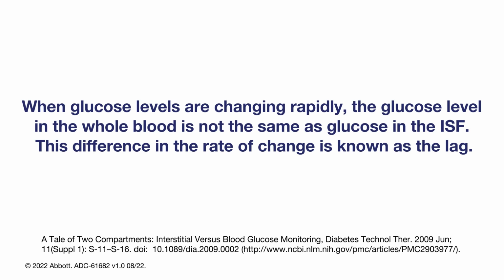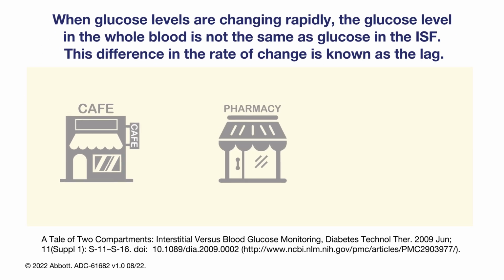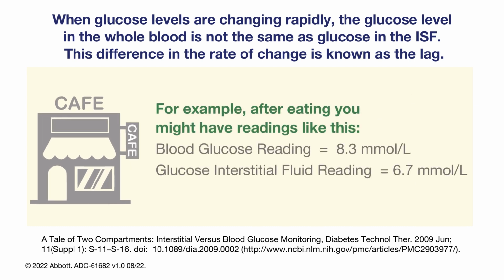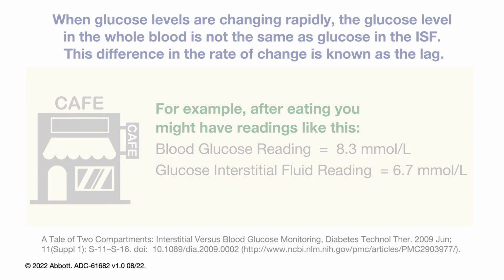Most of the time, glucose levels in the ISF and the whole blood are similar. However, when the glucose is changing rapidly, such as after meals, after insulin, or after exercise, the glucose level in the whole blood is not the same as glucose in the ISF. This difference in the rate of change is known as the lag.